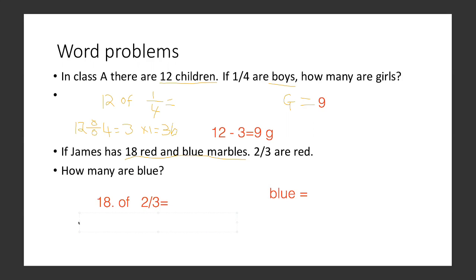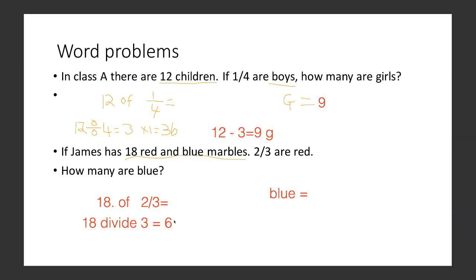So when you're doing this, you don't forget that you actually need the answer for the blue, not for the red. So you do 18 divided by 3, which will give you 6. I don't want you to write 6 because that's not the answer we're looking for. That's why it's very important that you write blue equals, so when you finish, you remember. So now we know that there's 6 red.